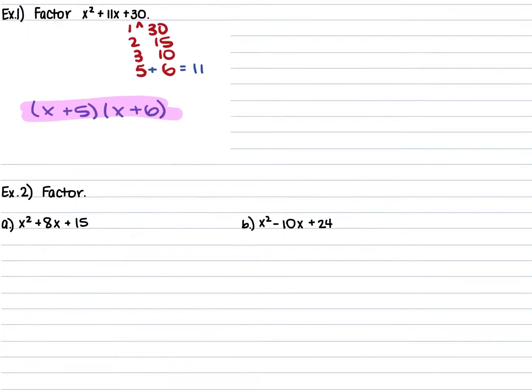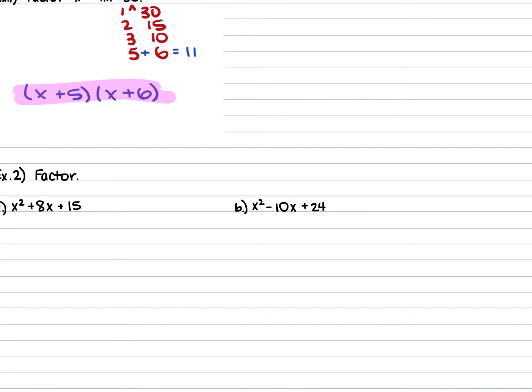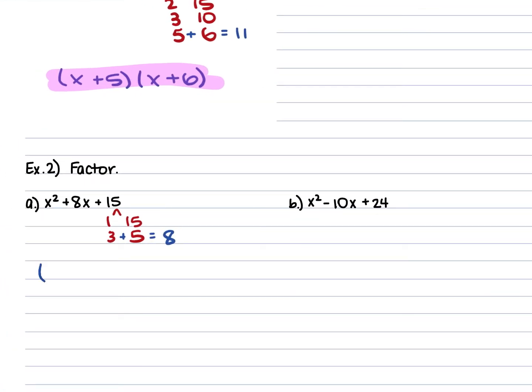For example 2, for a, we have x squared plus 8x plus 15. So again, we're going to find the factors of that 15 that add up to be 8. That 8 is positive, so both of our factors for 15 have to be positive as well. We have 1 and 15, 3 and 5. If the 3 and the 5 are both positive and we add those, we get that positive 8. So this just factors out to be x plus 3 times x plus 5.